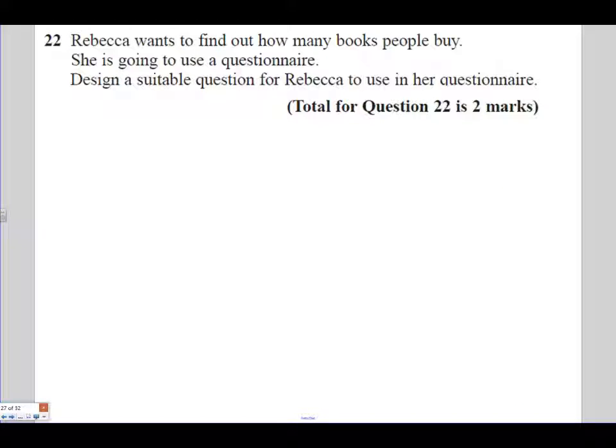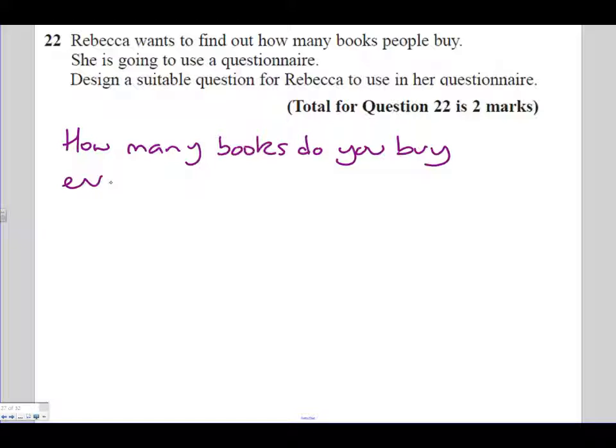Question 22. Rebecca wants to find out how many books people buy. She's going to use a questionnaire. Design a suitable question for Rebecca to use in her questionnaire. So an obvious question would be, how many books do you buy every month? And then we could put a tick box so that people can tick the appropriate amount.